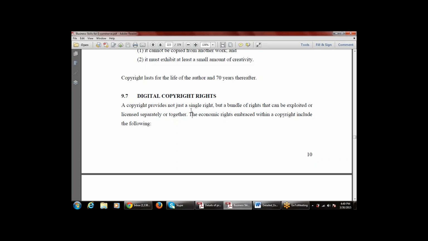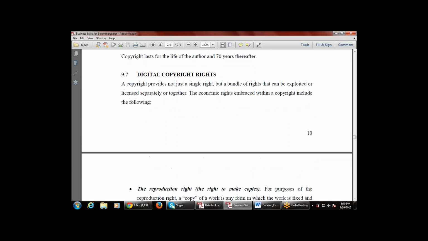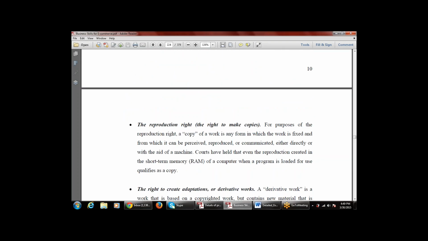or together. The economic rights embraced within a copyright include the following. So what are the different rights that can be included in the digital copyright? First of all, the first right is the reproduction right. So we can reproduce the content. That is the right to make copies.